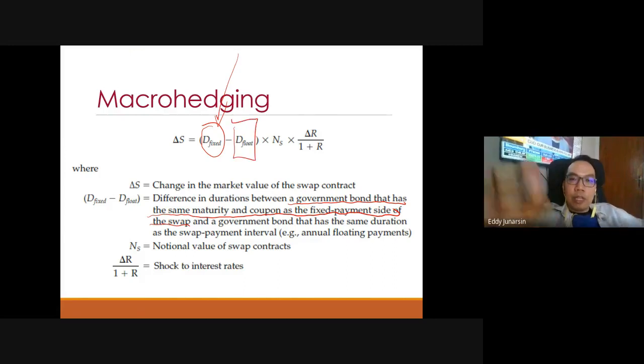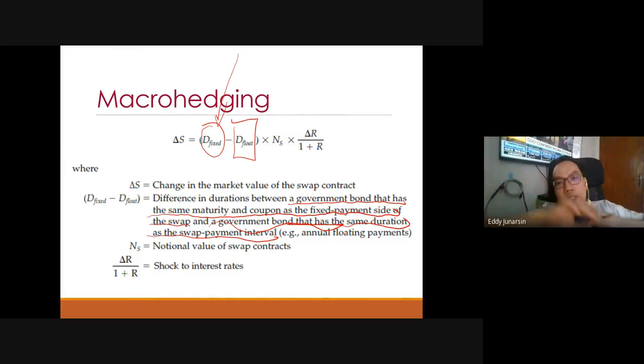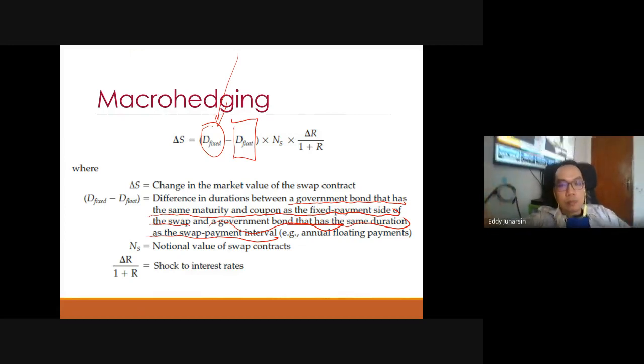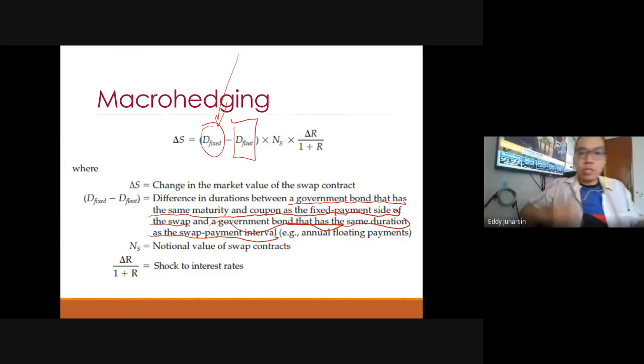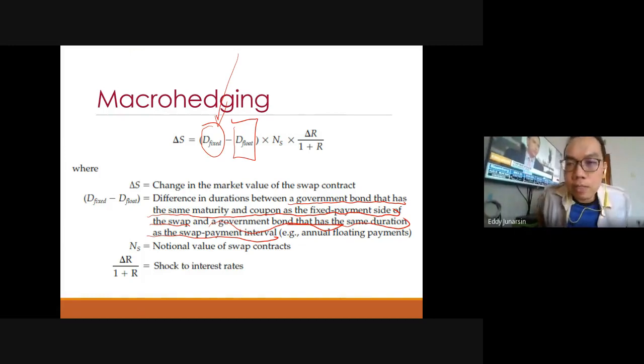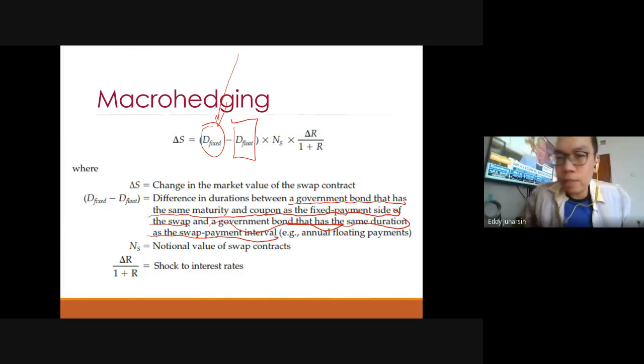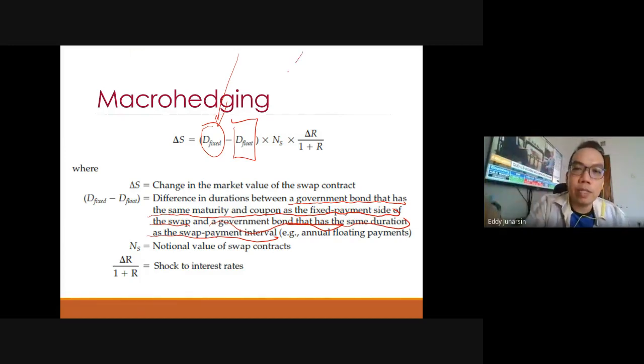And what about the floating here? This is the duration of a government bond that has the same duration as the swap payment interval. For example, 1 year, right? We talk about 1 year, so we try to find a government bond whose recurring payment, or whose redetermination of interest rate is 1 year. So this is like a floating rate government bond with the duration of 1 year. So usually this is 1 year. This is the typical base number for this analysis.